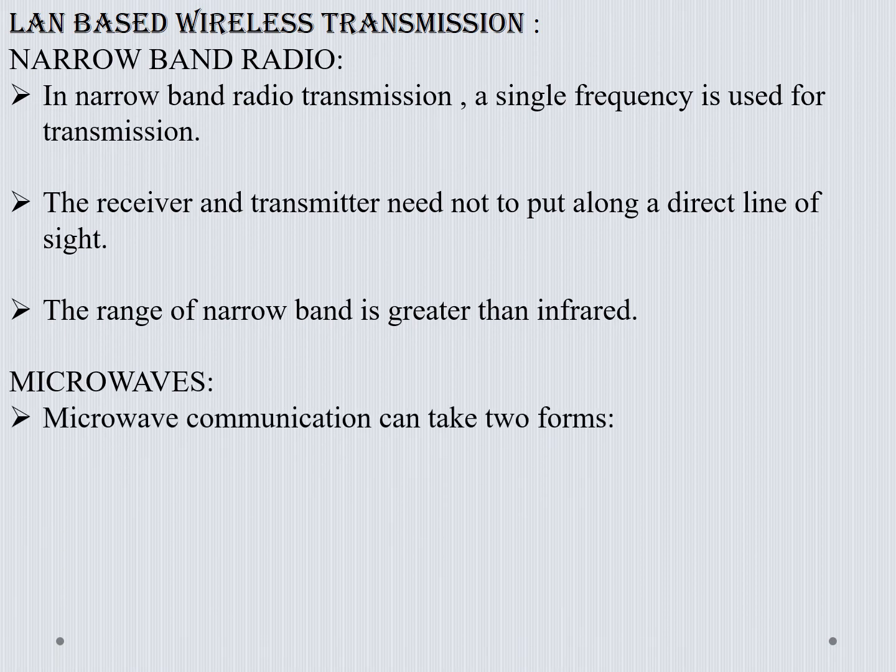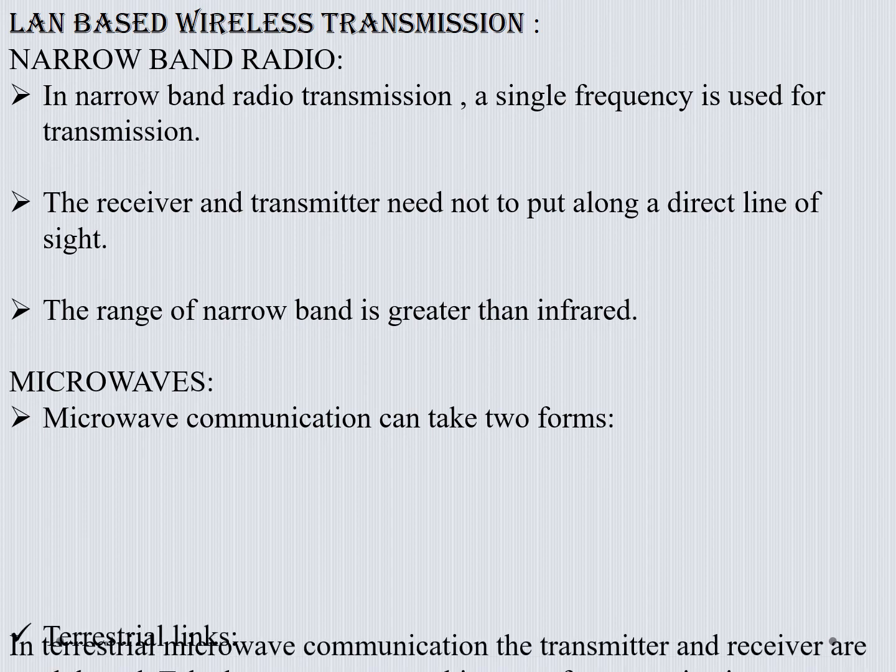In microwave, the communication link can be achieved in two forms. One will be terrestrial link and one will be satellite link. In terrestrial link, the earth station and the remote station, that is the receiver and the transmitting station, both will be on the earth. And periodic repeaters are used for communication.